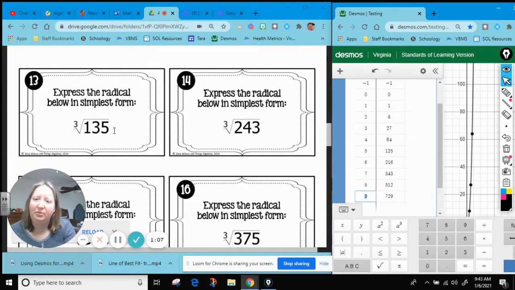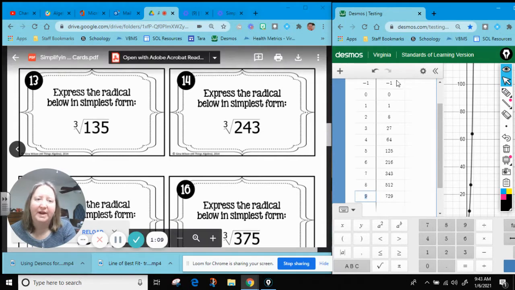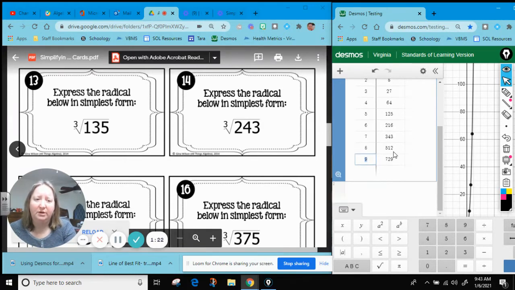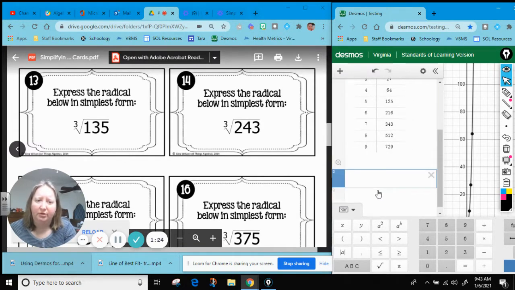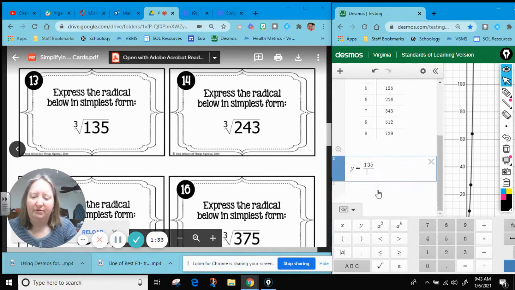So you could do this a couple different ways. You could just randomly go through this list and start dividing 135 by 8, 135 by 27, 135 by 64, 135 by 125, and hope that one of those becomes a perfect cube. The other way you can do it is to come down here and create another list and say y is equal to the number you want to know about, 135, divided by x. And again, you're going to have to make this into a table.